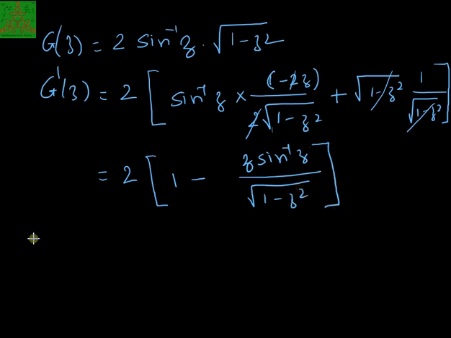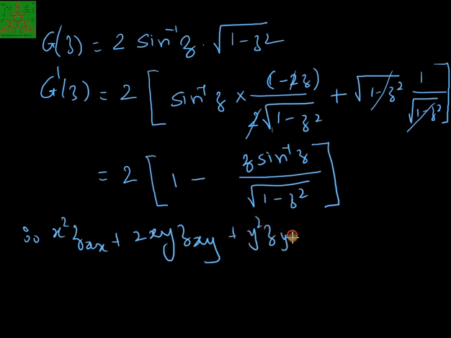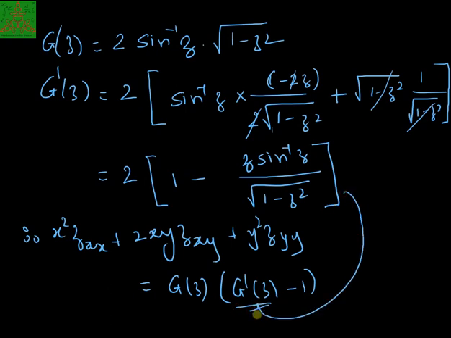So finally, therefore, x square z_xx plus 2xy z_xy plus y square z_yy is g of z into g dash of z minus 1. Now g of z, we put this value here, and g dash of z, I am also substituting this value. This completes the solution for this example.